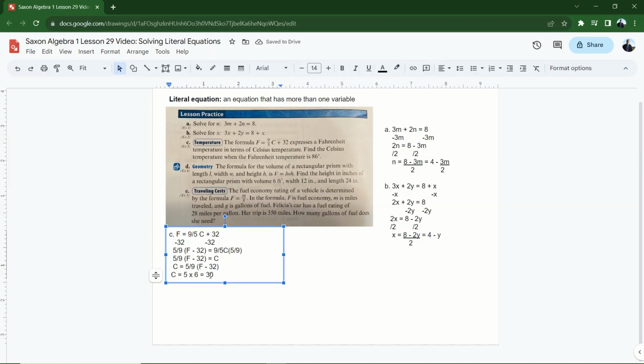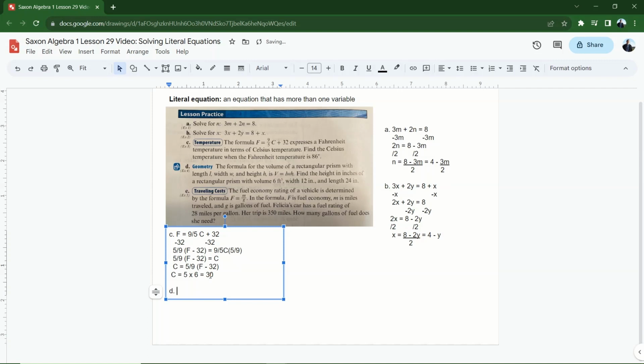Now, if you didn't follow that, that's okay. You could have just punched it into a calculator. But you should get 30 degrees Celsius as your answer for C. How did we do that? Well, we got C on a side by itself. Let's do letter D.